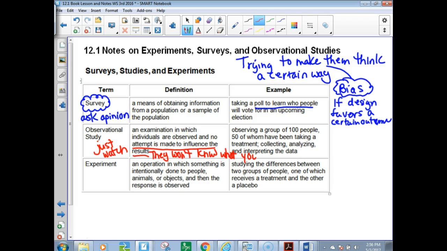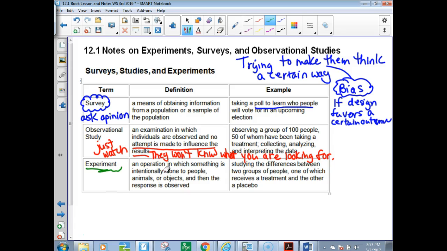I'm just trying to squeeze in a little note. Okay, so if you're doing a true observational study, the participants who you're observing won't know what you're looking for. Your column on no bias is like no influence, just observation. I'm not going to write it down since you guys have it.